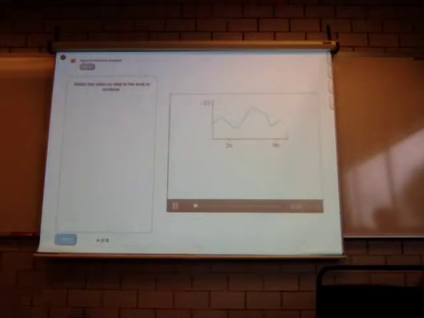Right. The distance traveled is the integral of this graph. You can write the total distance traveled between hours 2 and 9 as the integral of the speed, v of t, from t equals 2 to t equals 9. So what would you say is the average speed of this car between hours 2 and 9?